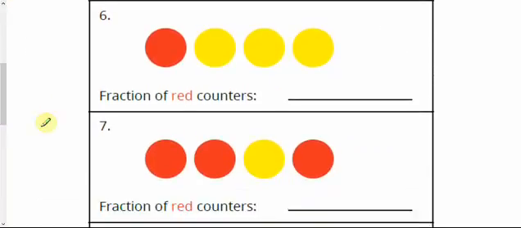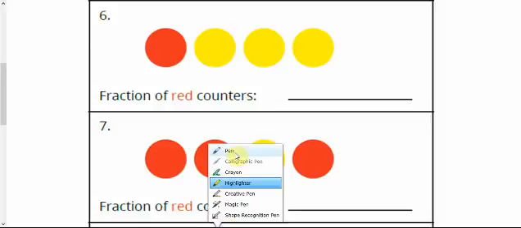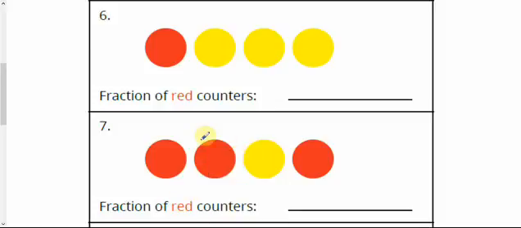In here, we're going to write the fractions of the red counters. How many red counters do I have in here? I have 1. So it will be 1 out of 4. It's a quarter. In here, the red counters, I have 3 out of 4. It's 3 quarters.